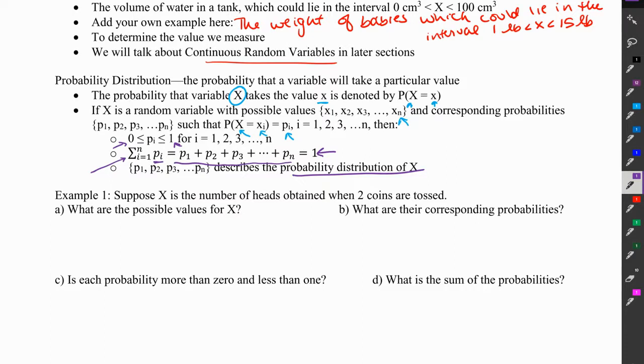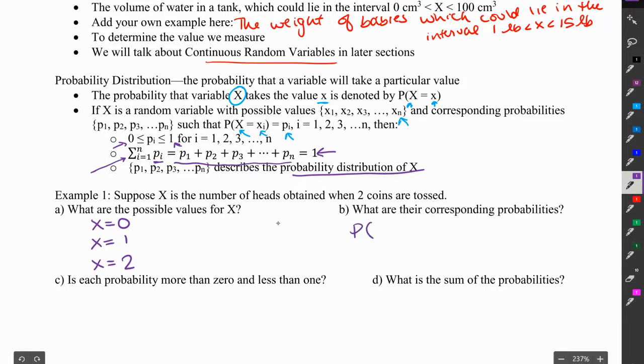The choice is yours on how you want to proceed here. Example 1. Suppose X is the number of heads obtained when 2 coins are tossed. What are the possible values for X? X could equal 0, you could have 0 heads. X could equal 1, you could have 1 head. Or X could equal 2, because you could have 2 heads. So now we want to know their corresponding probabilities.